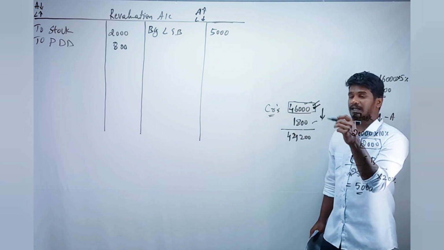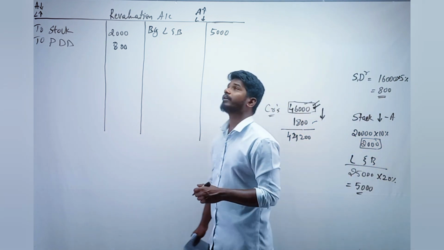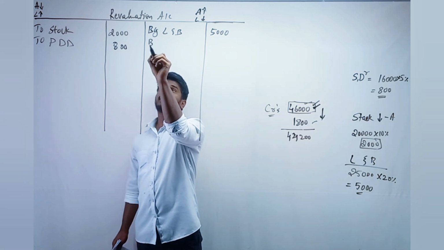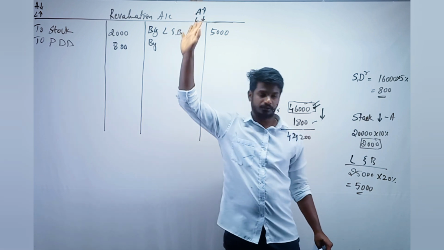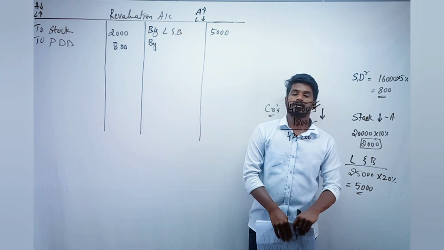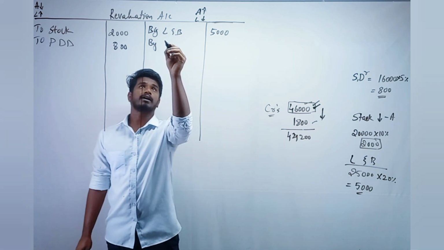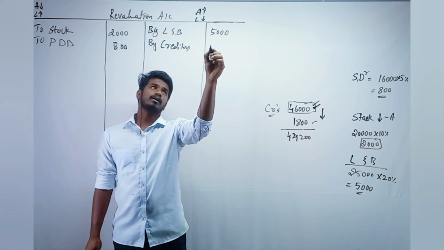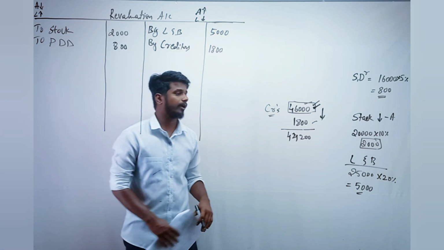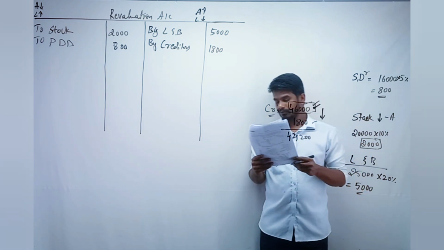So if a liability decreases, where will we record it? We will record it on the credit side. Already we have written it, you can see on the board, correct? For how much? We will record it by 1,800, by creditors, 1,800. Fine.